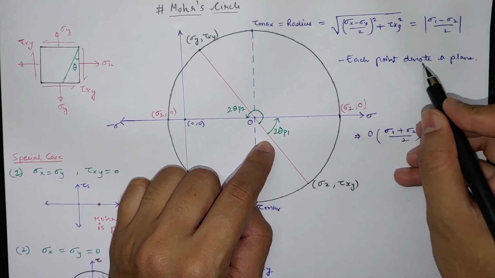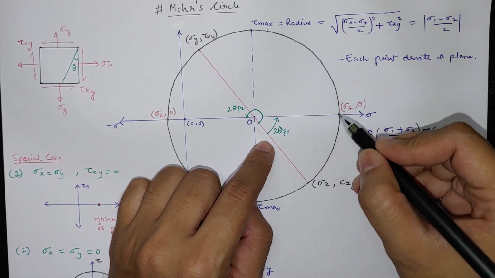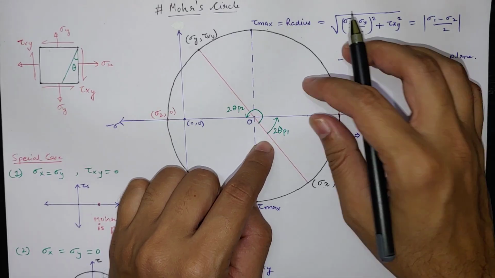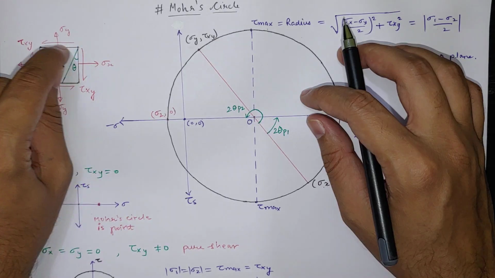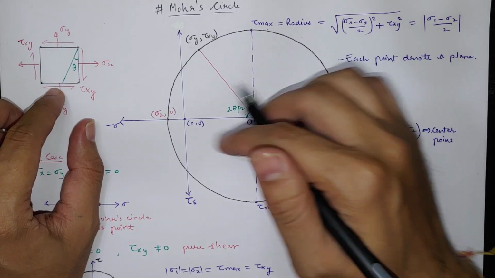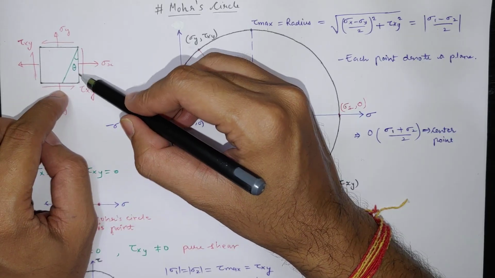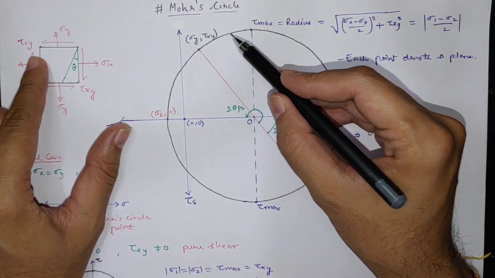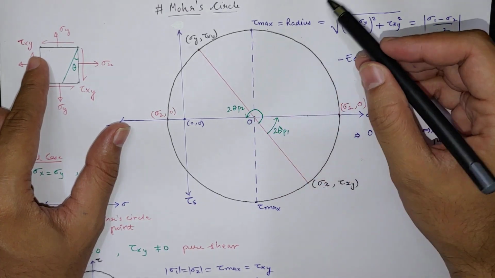Now each point denotes a plane. So each point on a Mohr circle, any random point, like sigma x and tau xy, is this particular plane here, sigma y and tau xy is this particular plane. But in between there is this random angle theta. In between there are infinite planes. So all the planes will be denoted by this Mohr circle, and different values of stresses will be there.